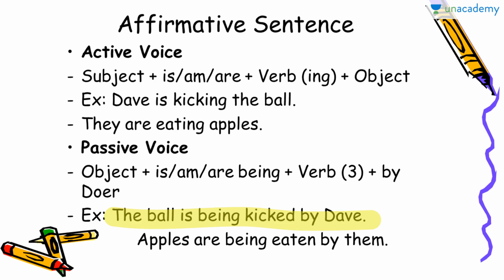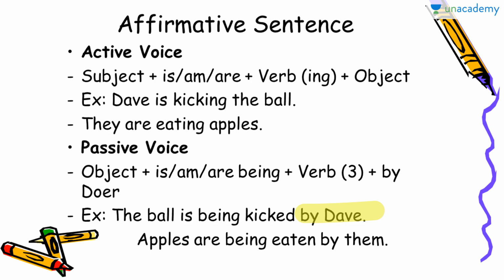So here the ball, which was the object, comes at first. Then we are writing is because ball is singular. Then being. Being is the hint, is plus being. This combination is the hint that the sentence is in passive voice and that also in present continuous tense. Verb third form is kicked and the person who is doing it is mentioned at the last of the sentence. So such a sentence is formed in passive voice for present continuous tense.